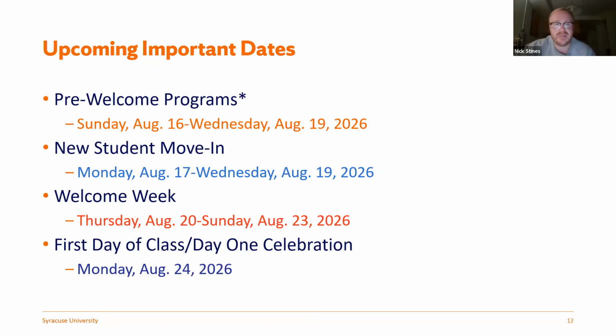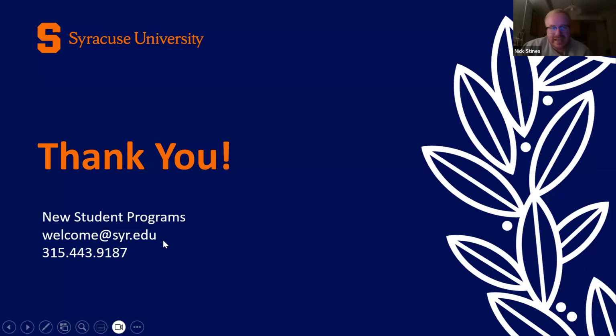There are events happening from that Monday onward, but Welcome Week technically begins with new student convocation on Thursday, and we'll have some signature events through that Sunday with a couple of other things happening throughout the course of the first week of class. And then the first day of class and what we call Day One Celebration and Shine is going to be on August 24th. So those are some nice dates to have in the back of your head.